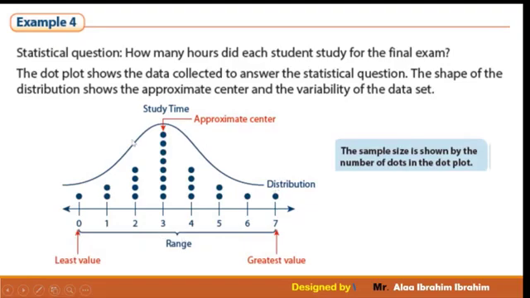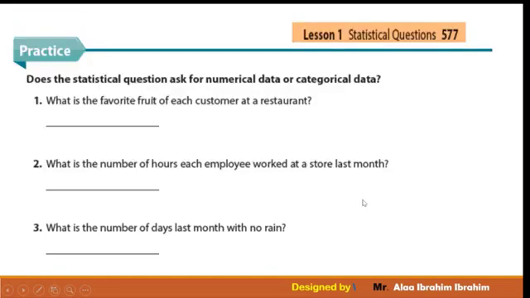And this is the normal distribution, because it looks like a bell. Okay? Now we're going to go through many examples. This is your practice, page 577.